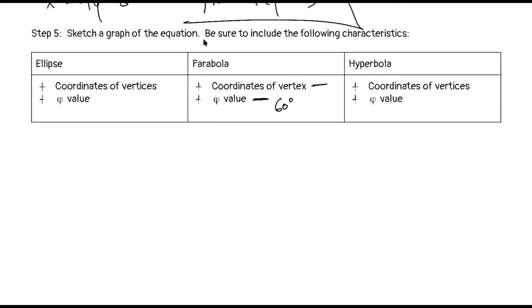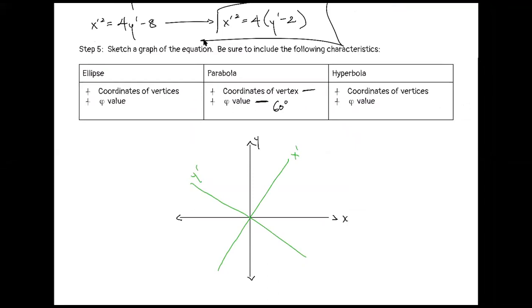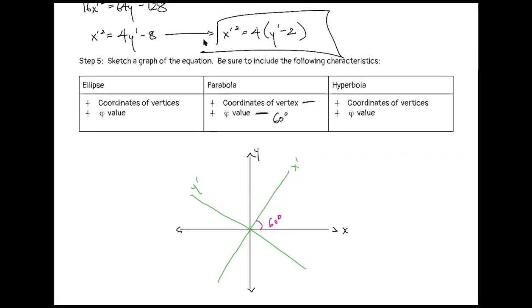So I'm going to go ahead and sketch a regular XY. And then I'm going to sketch the rotated axis, x prime, y prime. I know this angle of rotation is 60 degrees. And then if I'm going to draw my parabola, where is the vertex of this parabola?